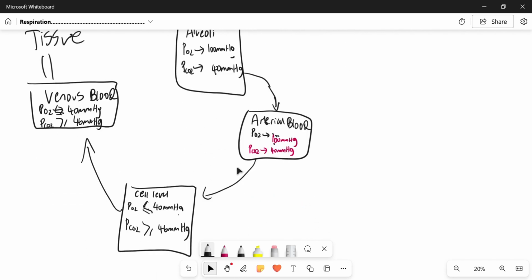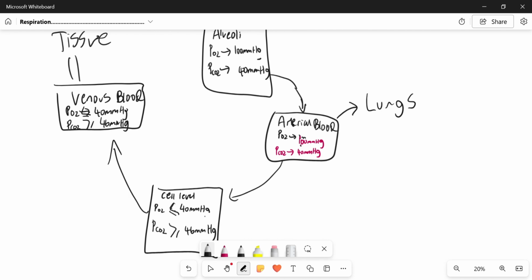We'll talk about the actual gas exchange that occurs in the arterial blood. And this just shows the successful gas exchange in lungs, as the partial pressure of oxygen is around 100 millimeters of mercury and the partial pressure of carbon dioxide is 40 millimeters of mercury. So it matches the alveoli, as this shows successful gas exchange in lungs.